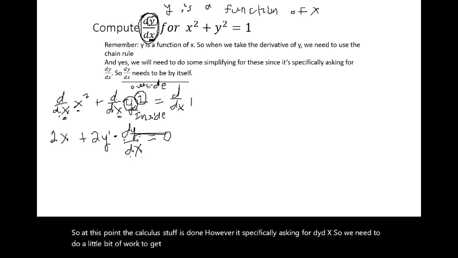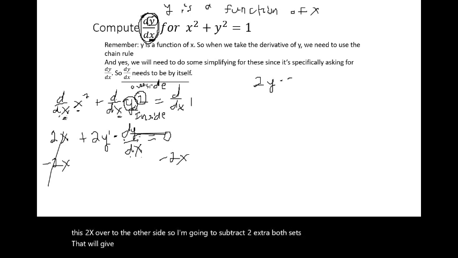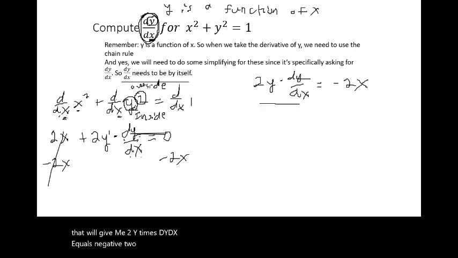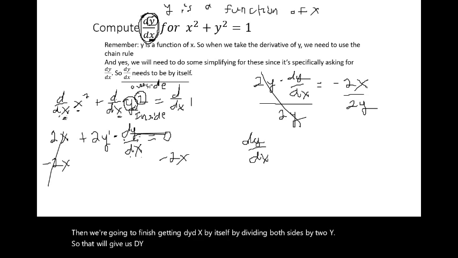So to get dy/dx by itself, I'm going to start by moving this 2x over to the other side. So I'm going to subtract 2x from both sides. That will give me 2y times dy/dx equals negative 2x. Then we're going to finish getting dy/dx by itself by dividing both sides by 2y. So that will give us dy/dx is negative x over y.